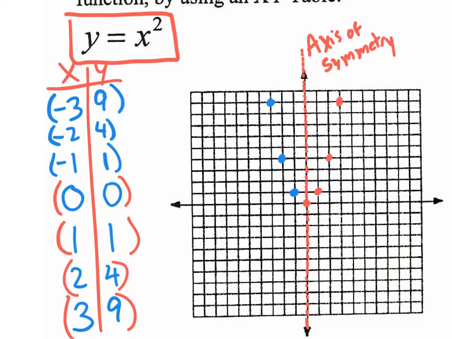So that's a vocab word that we definitely need to know, the axis of symmetry. And we are going to have to find out how to write the equation of this axis of symmetry. By the way, what is this axis of symmetry? Is it vertical or is it horizontal?